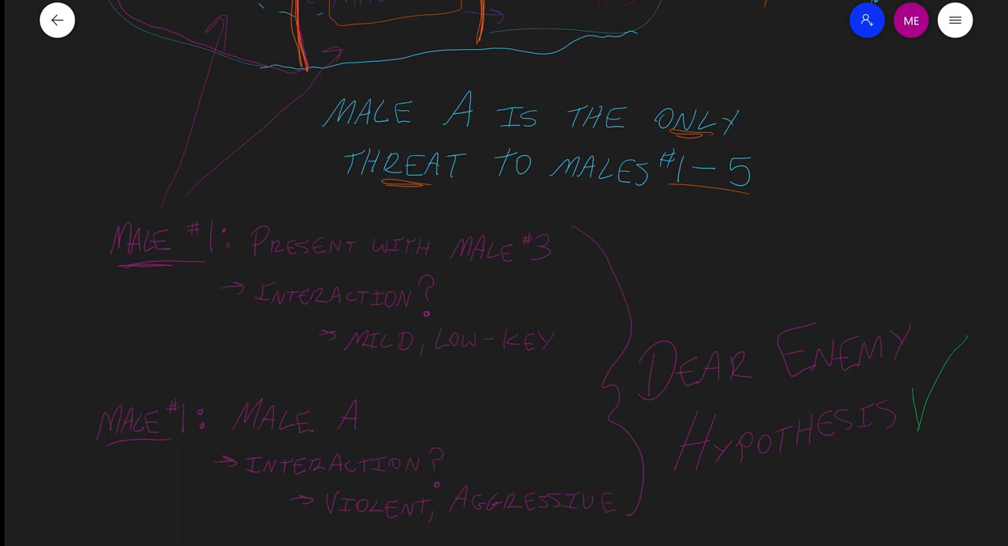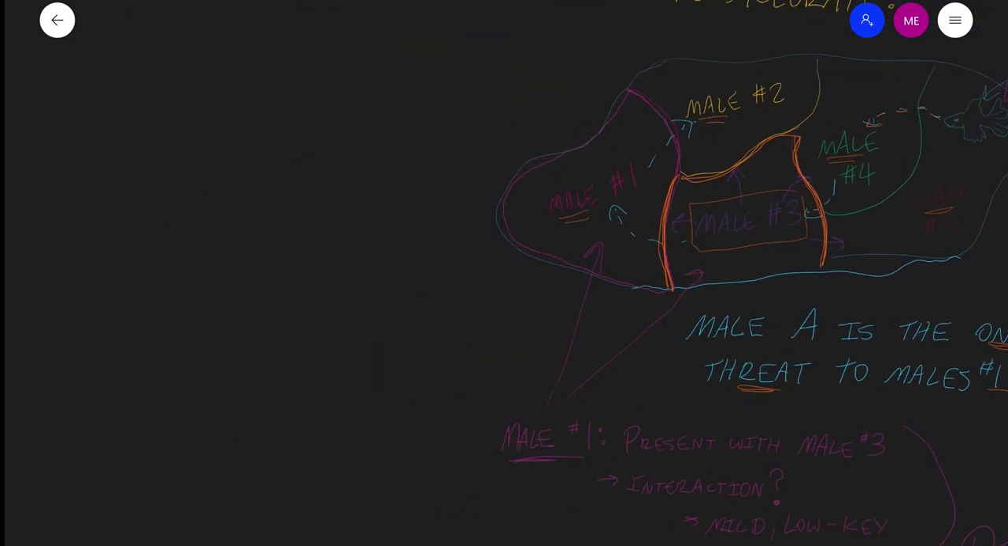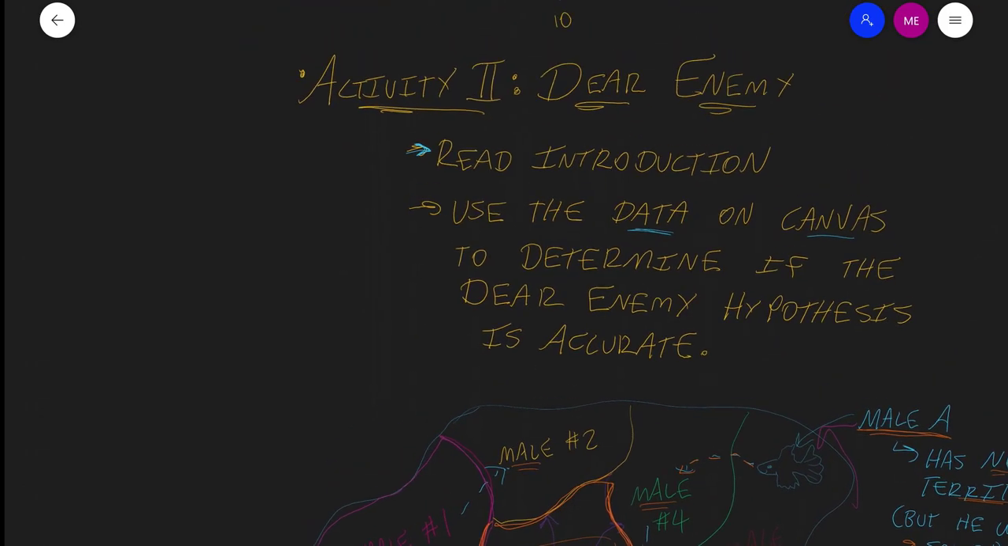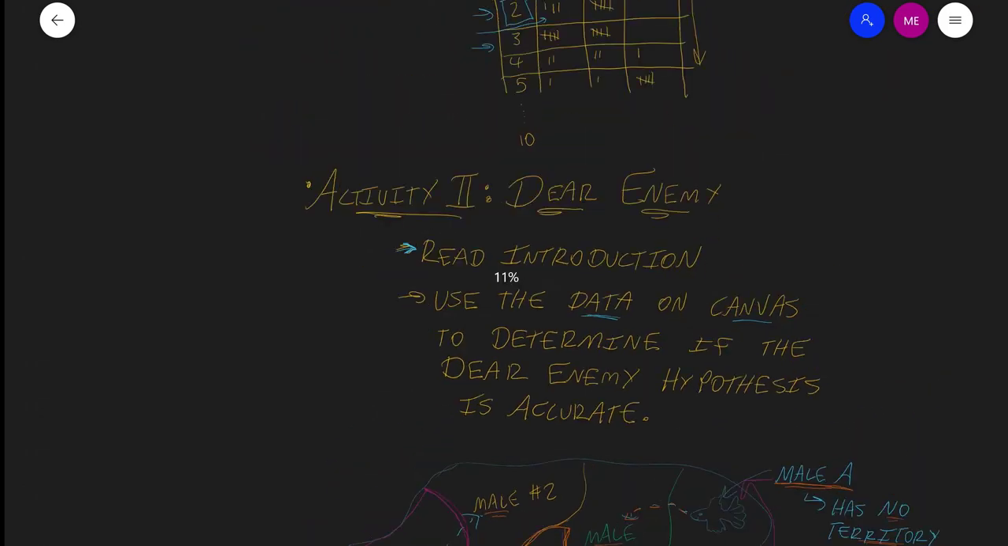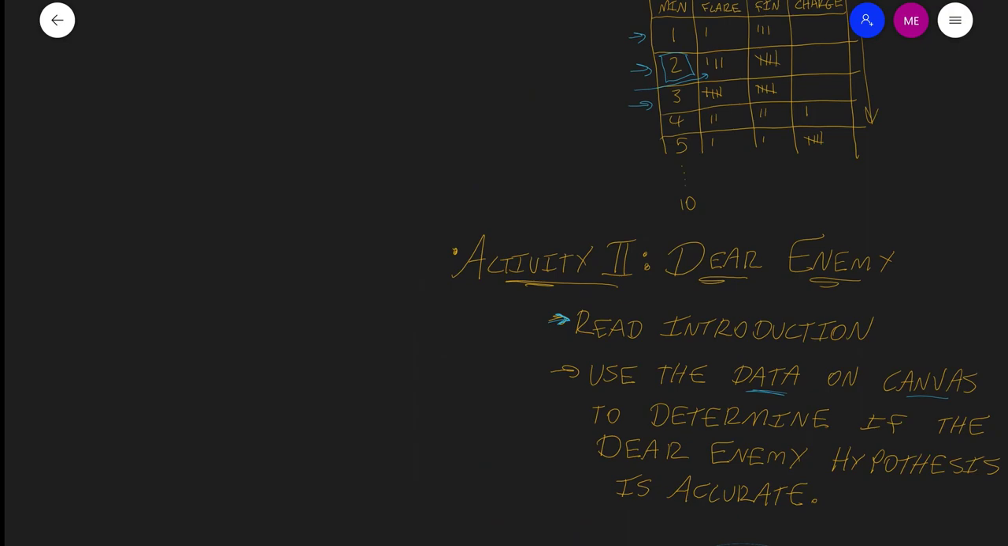You will be presented with a data set in the module and instructions in your lab manual for Activity 2 that will allow you to evaluate that data and see if you think the dear enemy effect is supported by it. All right. Our next step is to go and take a look at all the resources that you have this week in the module.